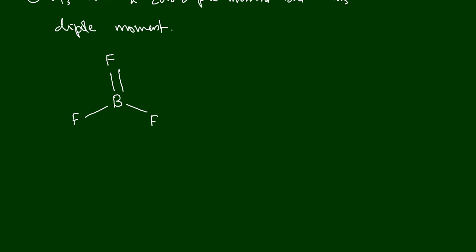Let me draw it in another color so that you will not be confused. So this is a dipole moment. This is another dipole moment, and this is another dipole moment. So all are vector quantities. Okay, each boron fluorine bond will act as a dipole, electric dipole. So what will be the net dipole moment? This is a planar molecule, I said.